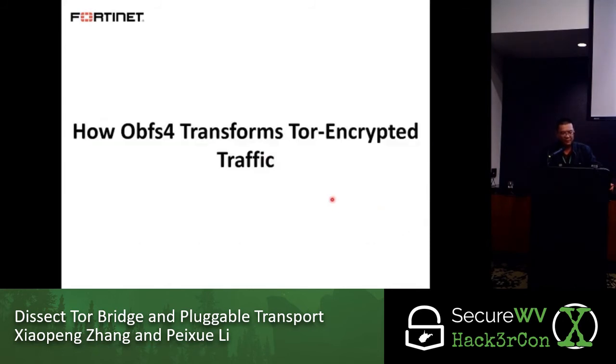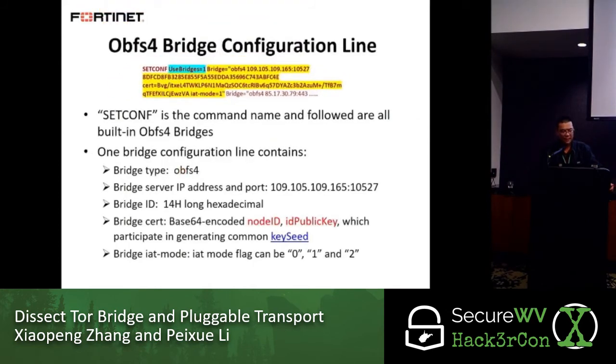In this chapter, I will present the details of how the OBFS4 client transforms and transports Tor encrypted traffic. At first, I will explain the data structure of the setconf command. Setconf is the command name at the beginning. And UseBridges equals 1 tells Tor that the bridge feature is enabled by the user. The following data are the built-in OBFS4 bridge configuration lines. For instance, here I only kept the first one.